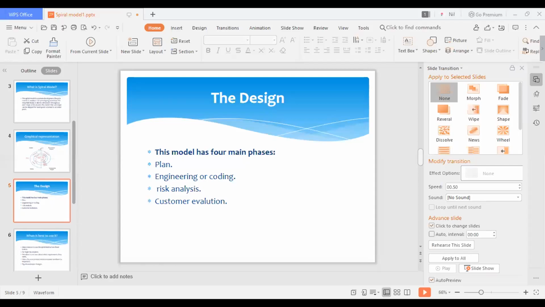So my simple question to both of you: in the spiral model, how are we going to cover all the steps, all the phases? Go through your spiral model diagram and explain how you are going to operate the individual phases.